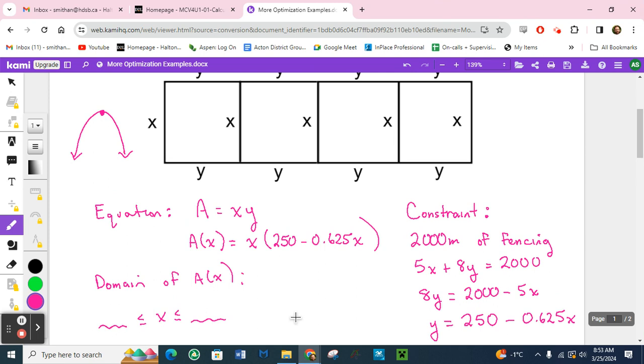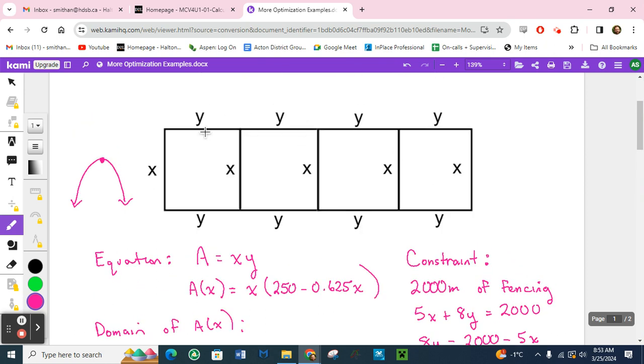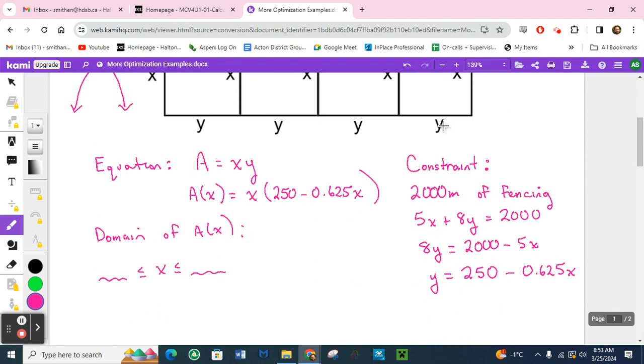Technically, how small could you make X? Technically, you could make it 0. So you could take a kilometer of fencing, line it up, take another kilometer of fencing, line it up side by side. Technically, you could do that. Is that a good area for the horses? No, but you technically could do it. So the smallest X can be is 0. Did anyone do the math? How big X can be?